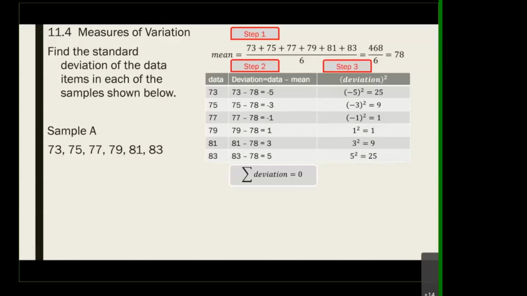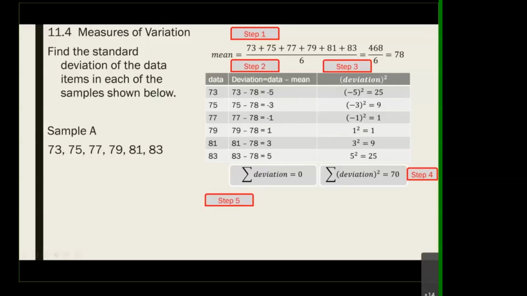And now, what is step 4? Step 4, we take all of these items, the 25, the 9, the 1, the 1, the 9, the 25, and add them up. The summation of the deviation squared. That's what you need to do in step 4: add up your third column. If you add them up, you have 70.